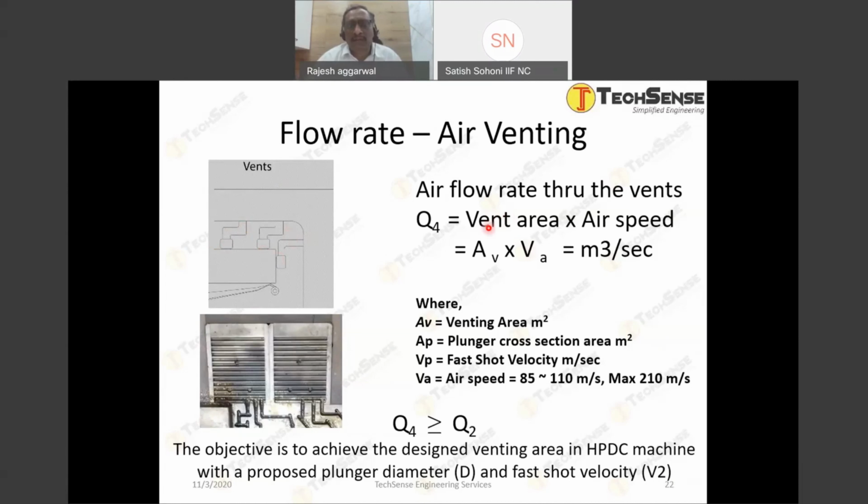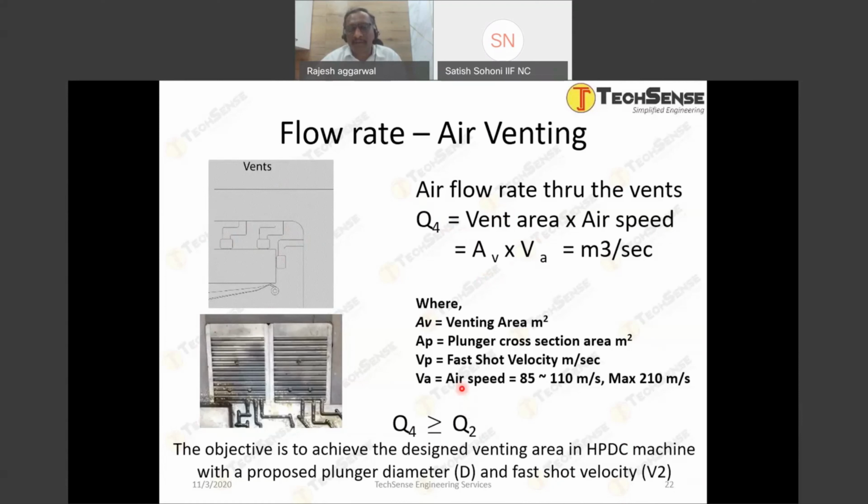So how do we balance it out? The flow rate of the air out of the cavity should be the same as the flow rate of the metal coming in. With the same flow rate, the air must go out. So with that flow rate Q4, we can work out the vent area and the air speed. By equating Q4 to be more than or equal to Q2, we can calculate this air vent area and the air speed.